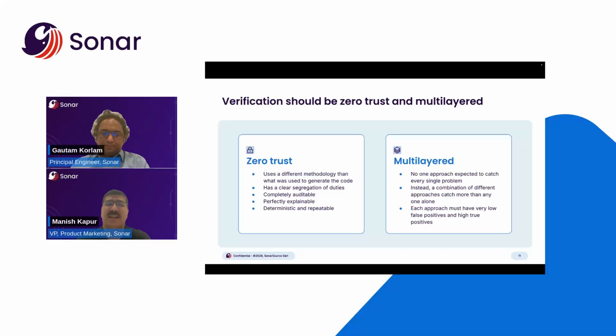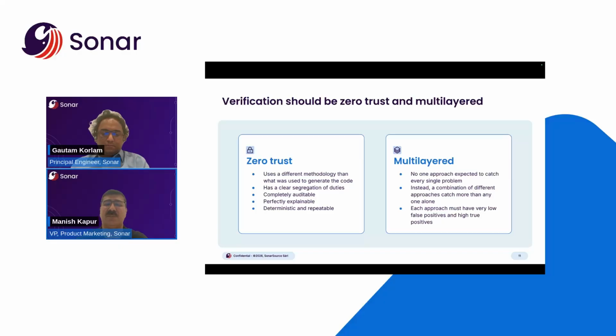At Sonar, we believe that there are two properties that you want to have in your code verification system. Your code verification system should be zero trust and multi-layered. Zero trust means the verification system is completely independent from the agent that generated the code. If you have AI writing the code and AI reviewing the code, basically it's like you're asking the student to write the exam and grade their own exam. So we believe that you should have an independent way of verifying the code that is being produced. It should not be the same LLM or the same agent that is producing the code.